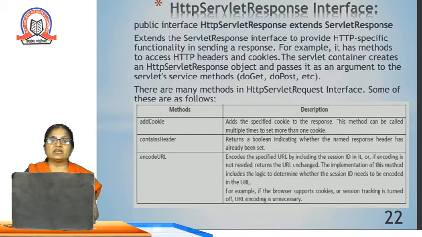Now the HttpServletResponse interface. Public interface HttpServletResponse extends the ServletResponse interface to provide HTTP specific functionality in sending a response. For example, it has methods to access HTTP headers and cookies. The servlet container creates an HttpServletResponse object and passes it as an argument to the servlet service methods, that are doGet or doPost.